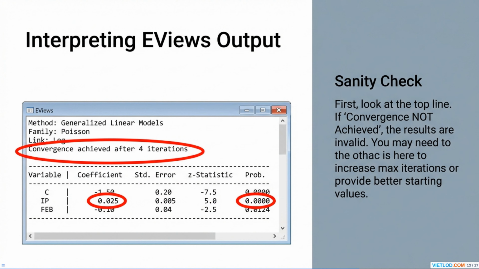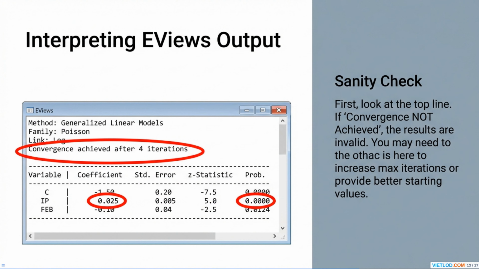When you generate your GLM output in EViews, the very first and most crucial step is a sanity check. Look at the top line for the convergence status. If EViews reports convergence not achieved, your results are invalid. This means the estimation algorithm failed to find a stable solution, and you would need to adjust parameters like increasing the maximum number of iterations or providing better starting values. Fortunately, in this example, we see convergence achieved after 4 iterations, confirming our results are reliable.